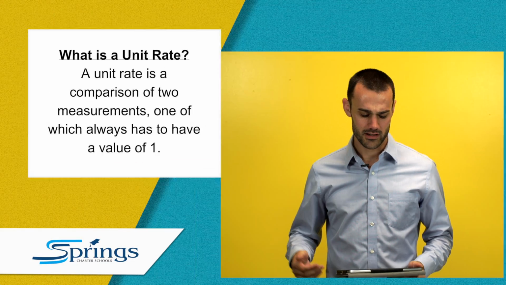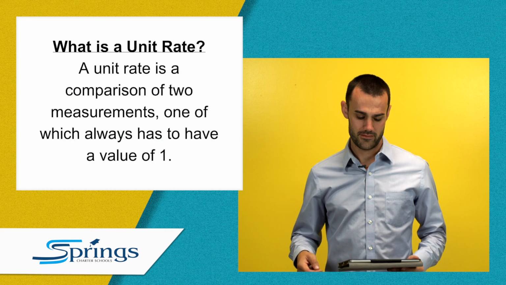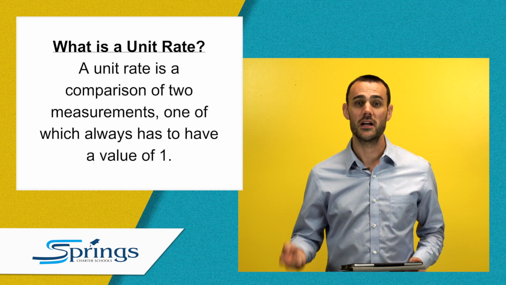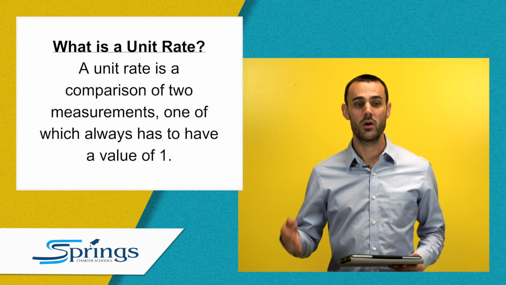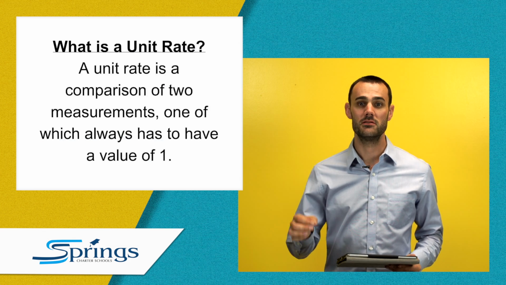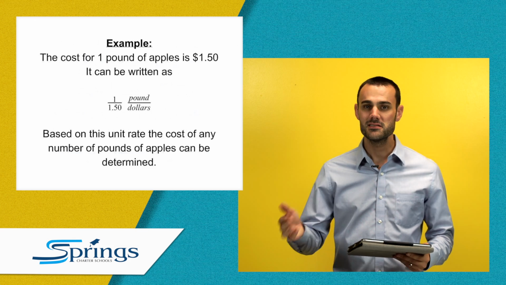You may be asking yourself, what is a unit rate? Well guys, a unit rate is a comparison of two measurements which always has to have a value of 1. So you're going to have two numbers compared to each other with one of the values always being 1. That 1 signifies that it is a unit rate. Without the 1, we don't have a unit rate. So let's look at an example.